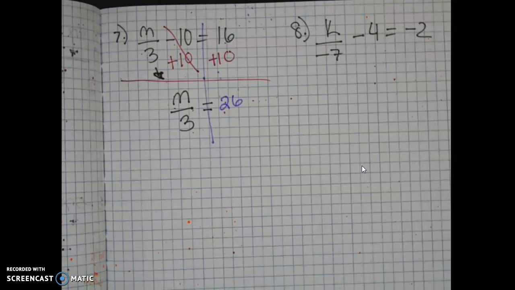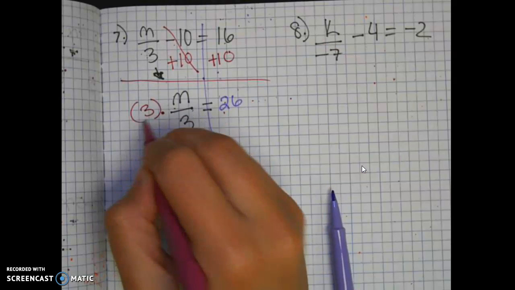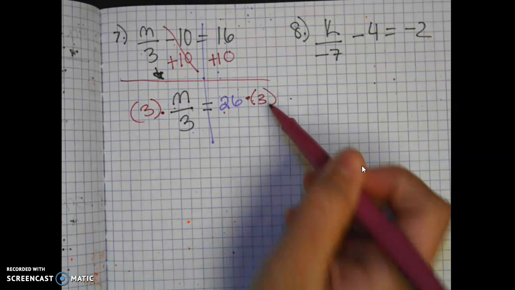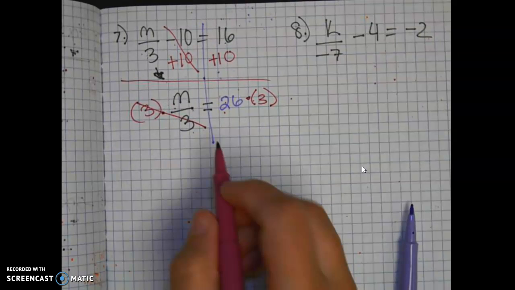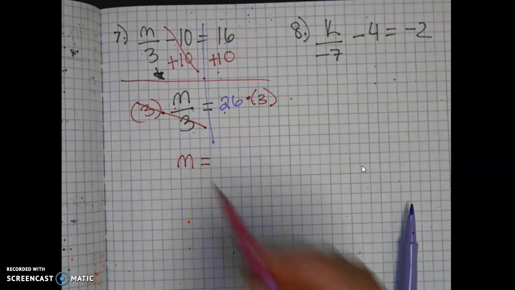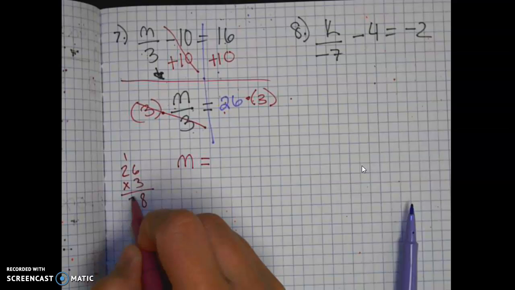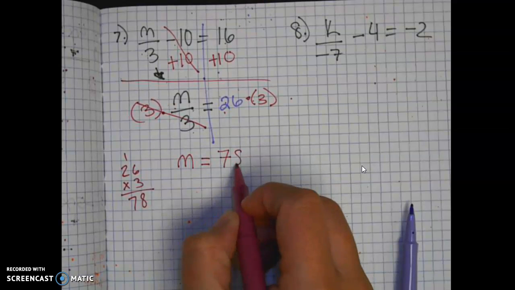What's the last step that I need to do to get m completely by itself? Yep, multiply. Multiply both sides by 3. These are going to cancel. 3 divided by 3 is 1. So I'm left with m equals, I have 26 times 3. And it's a positive and a positive, so it's going to be continuously positive.